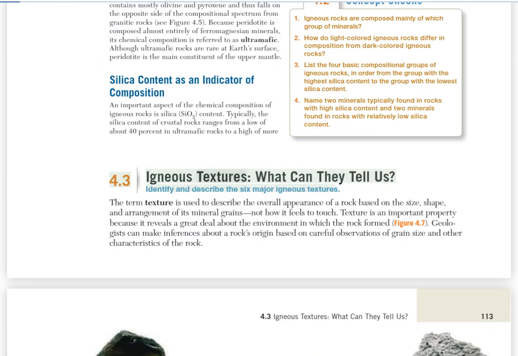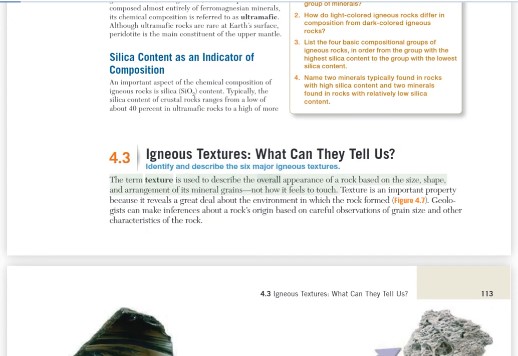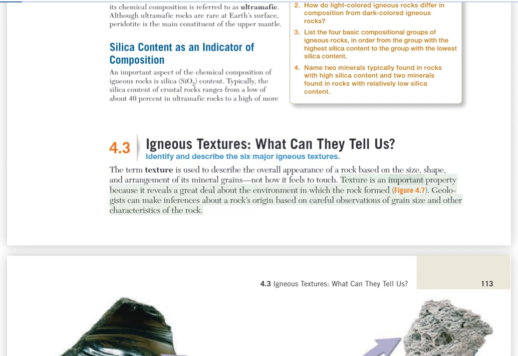4.3 Igneous textures, what can they tell us? Identify and describe the 6 major igneous textures. The term texture is used to describe the overall appearance of a rock based on the size, shape, and arrangement of its mineral grains, not how it feels to touch. Texture is an important property because it reveals a great deal about the environment in which the rock formed. Geologists can make inferences about a rock's origin based on careful observations of grain size and other characteristics of the rock.